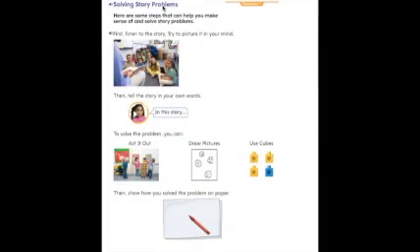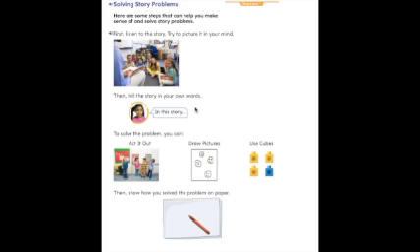Okay, before we begin, I'm going to talk to you a little bit about the procedure for solving story problems. Here are some steps that can help you make sense of and solve story problems. First, you're going to listen to the story. Try to picture it in your mind. Visualize the story. Then, tell the story in your own words.